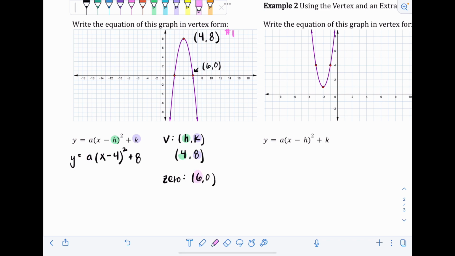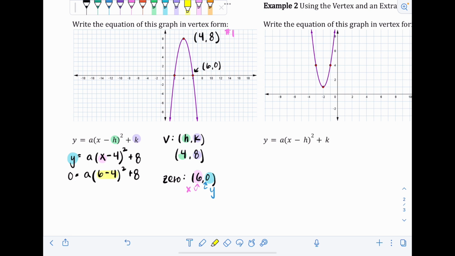So 6 will go in for x, and then 0 will go in for y, because that's how points are ordered, as (x, y). It's just the vertex that we refer to as (h, k). So 6 will go in for x, and then 0 will go in for y. So it would become 0 is equal to a, that's what we're trying to find, times (6 minus 4) squared plus 8. And then now we simplify to solve for a.